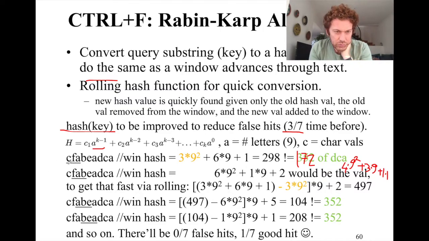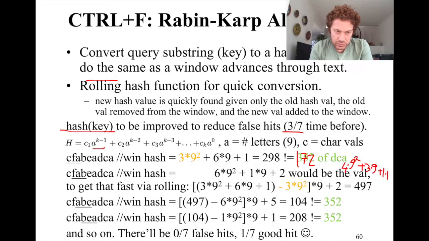So I will do the sliding. For CFA, I will do the C, 3, times 9 to the 2 plus 6, the cost of F, times 9 plus 1, which is 298. It is not equal to 172. So wonderful, there is no triggering, there is no test of characters, because the hash values are not consistent.